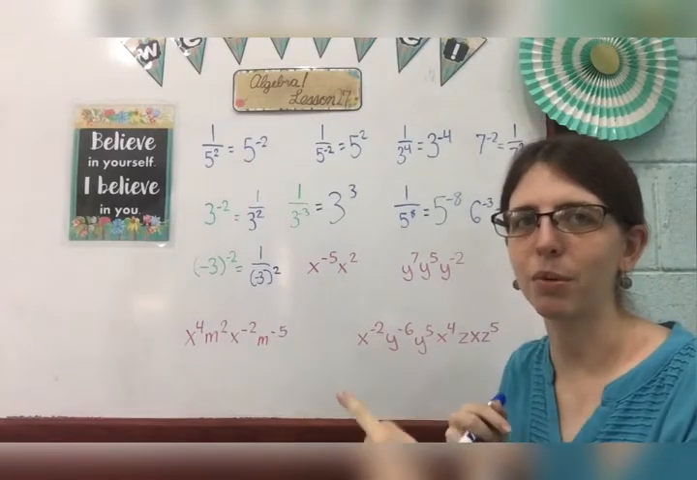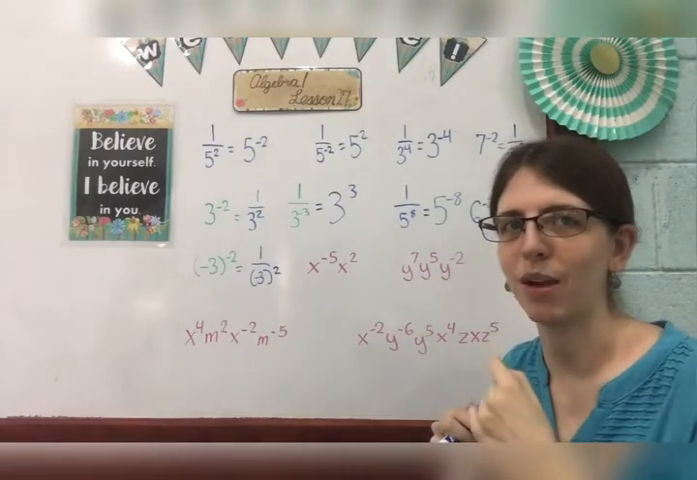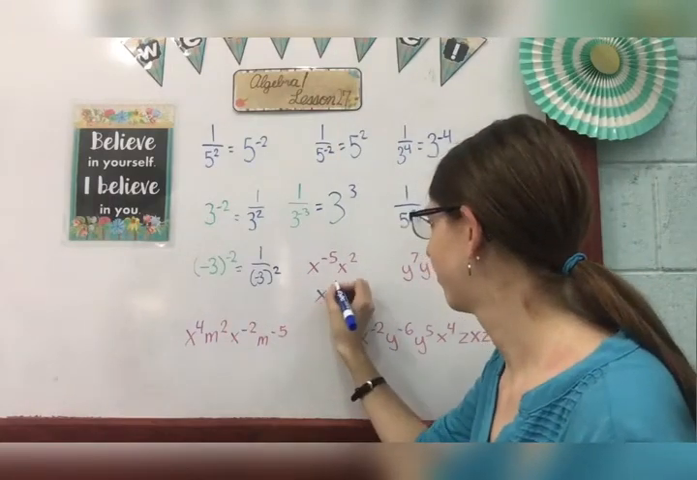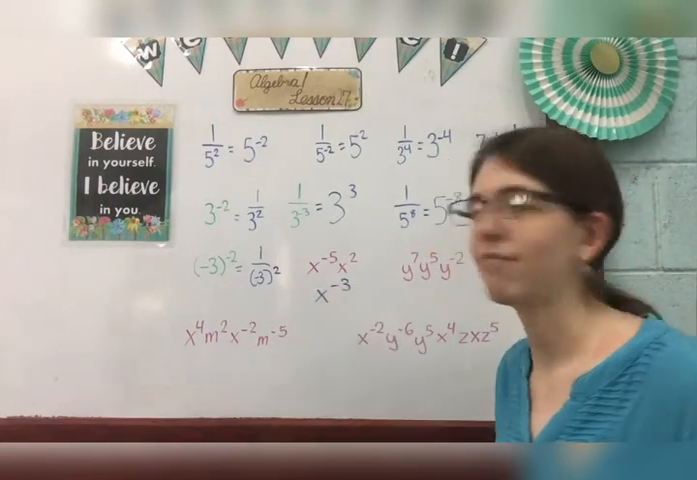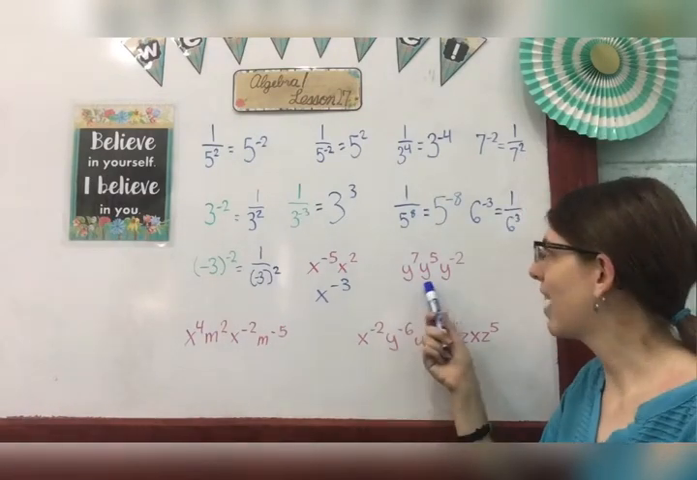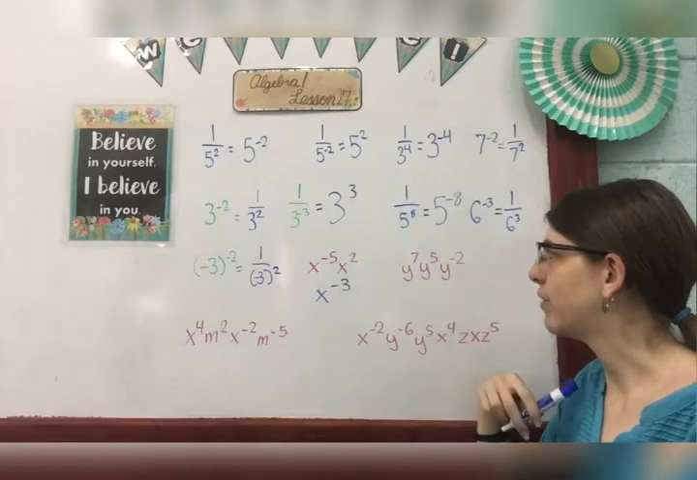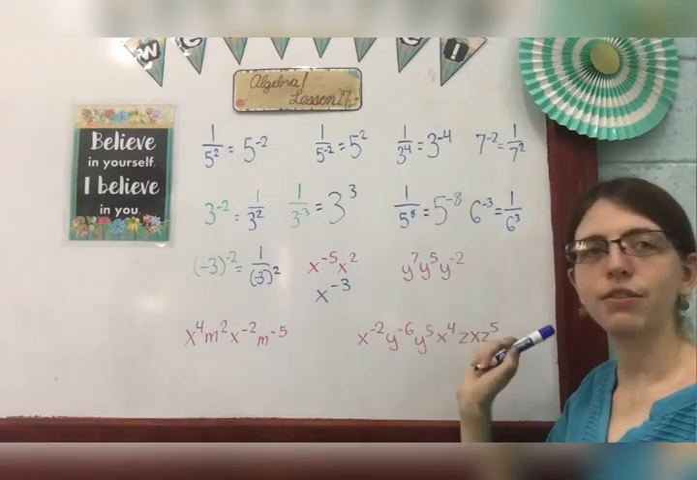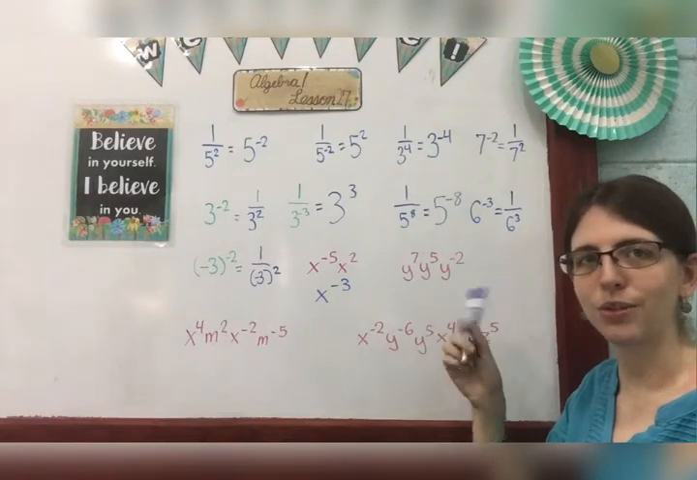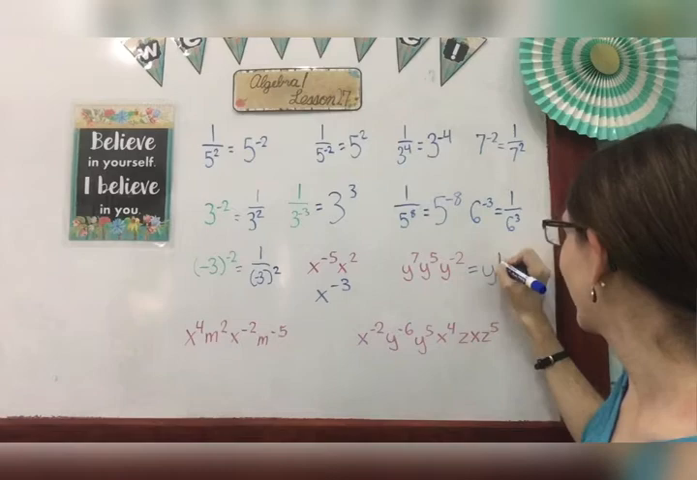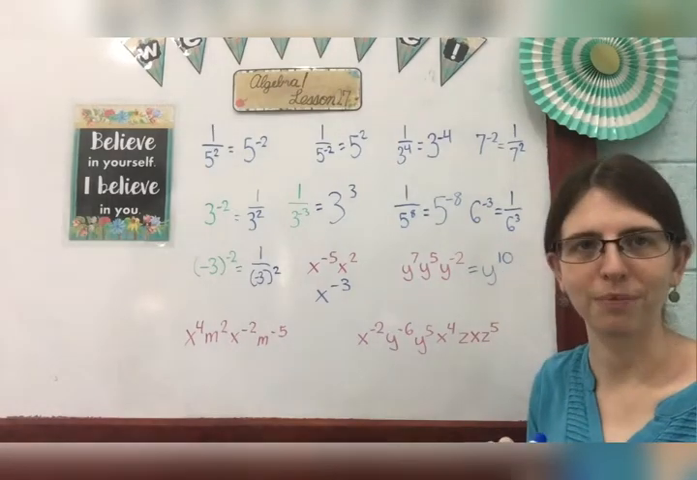The sign of the number with the larger absolute value, that would be the negative 5. So it's x to the negative 3. That's all you do. Really simple, right? Let's look at this one. y to the 7, y to the 5, y to the negative 2. 7 plus 5 is 12, plus a negative 2. It's the same as minus 2, so 12 minus 2 is 10. So this would be y to the 10th power.